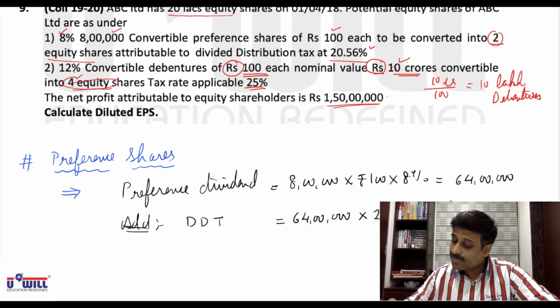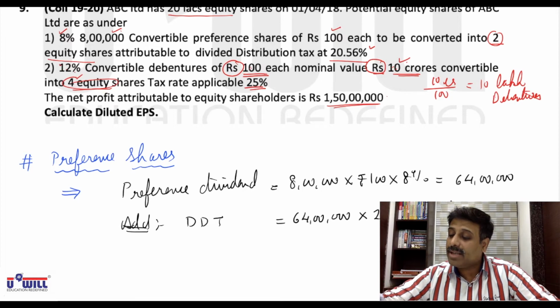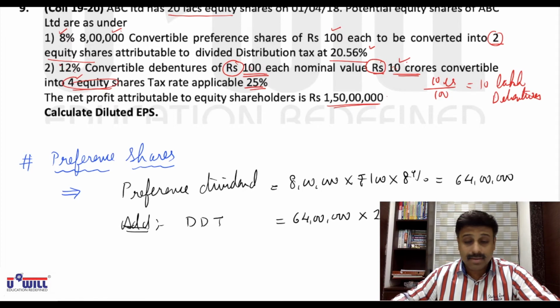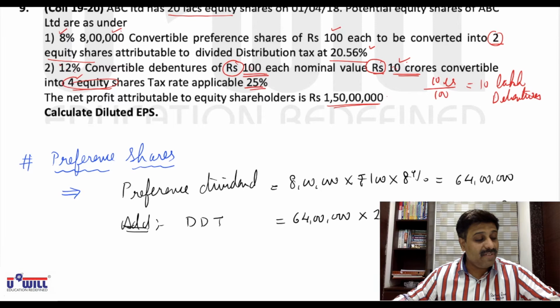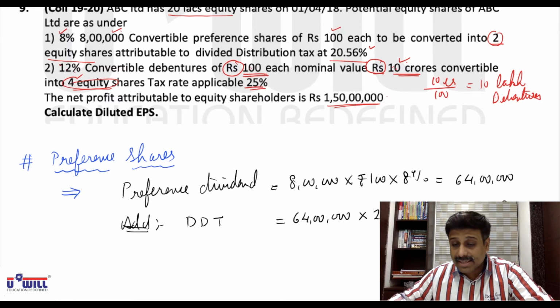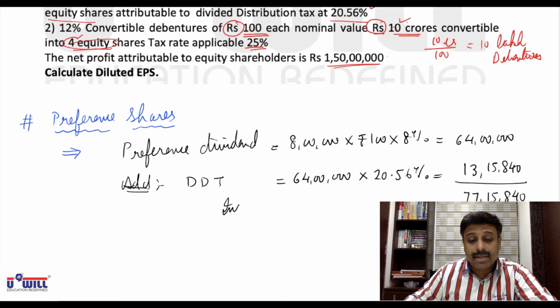That comes to 13 lakh 15,840. So if we add that, we will get 77 lakh 15,840. What is this? This is incremental earnings.